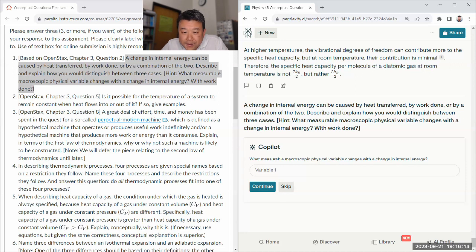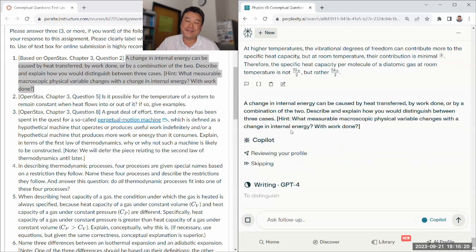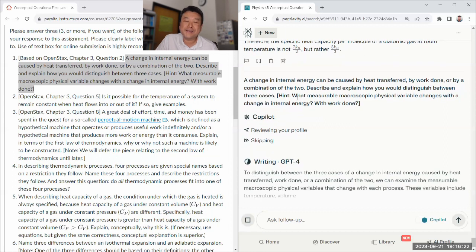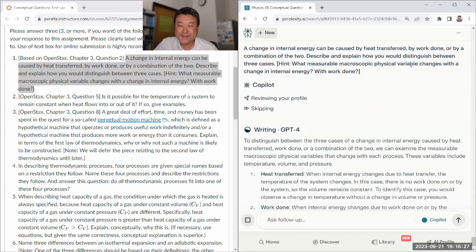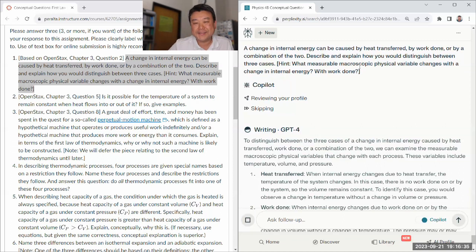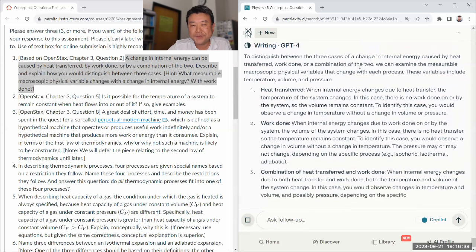I don't know it. That's why I'm asking, right? It's only a hint. It's temperature. That's what you should be using. But with the work done, what should be changing is volume. But let's just not give it any additional help that takes expertise to know.